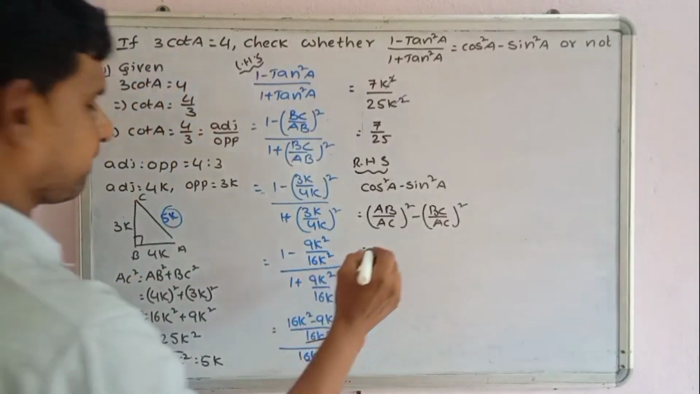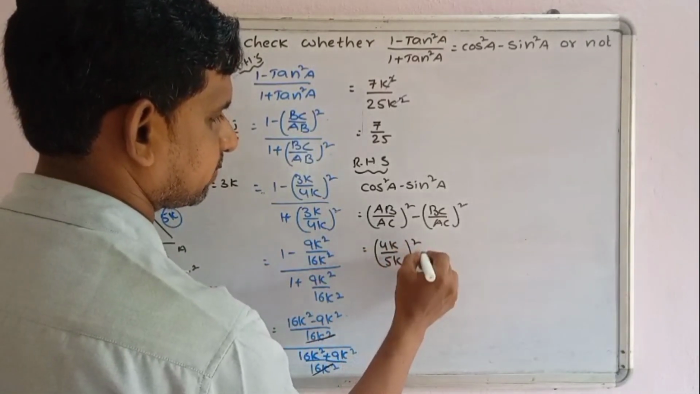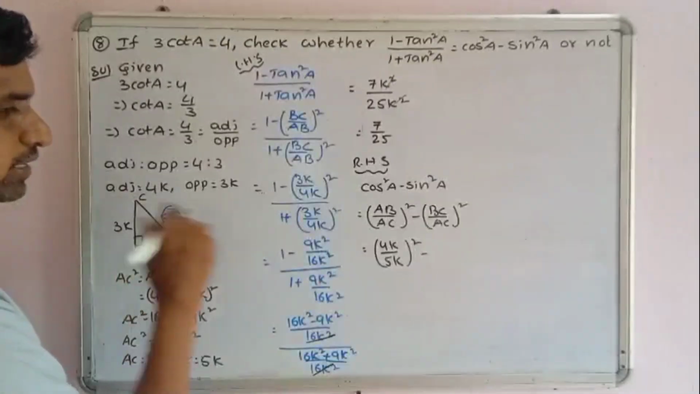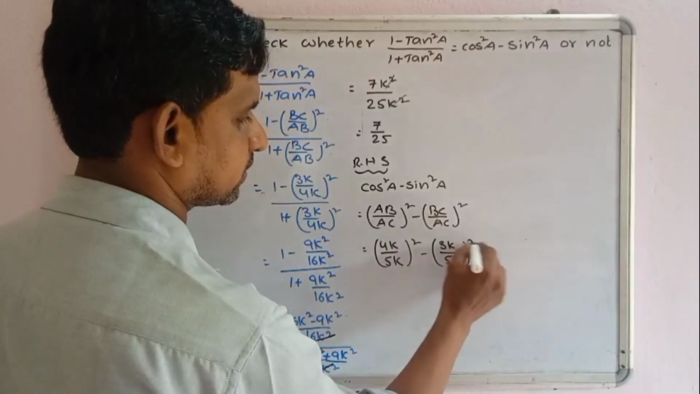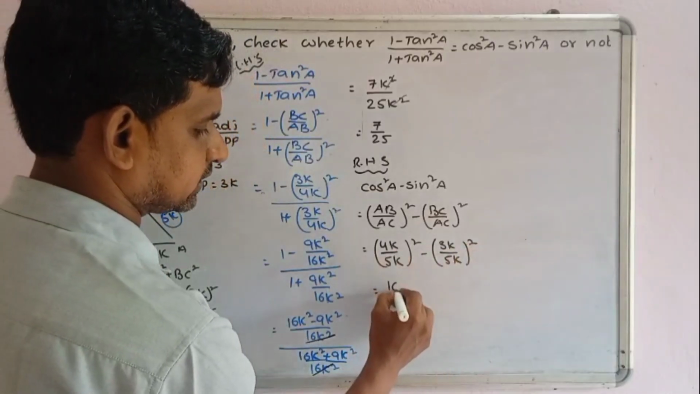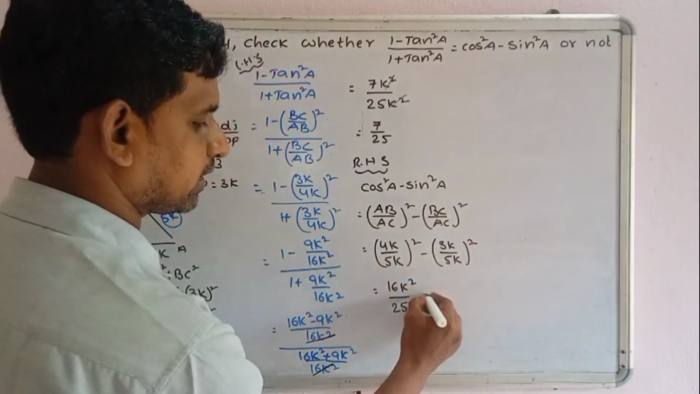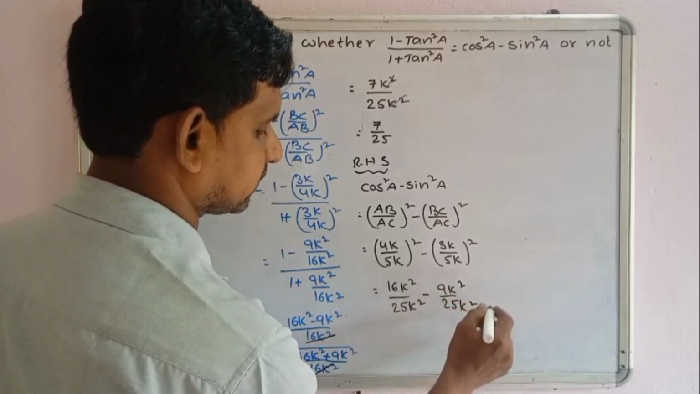So AB value how much? AB value is 4k. BC value is 3k, and AC value is 5k. So (4k by 5k) whole square minus (3k by 5k) whole square. So 4 square, 16k square by 25k square minus 9k square by 25k square.